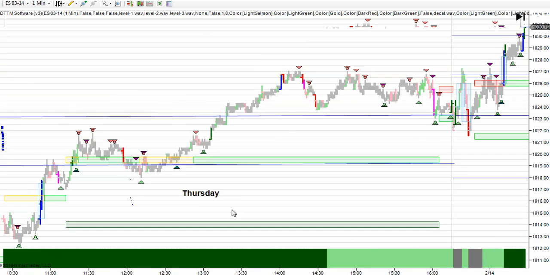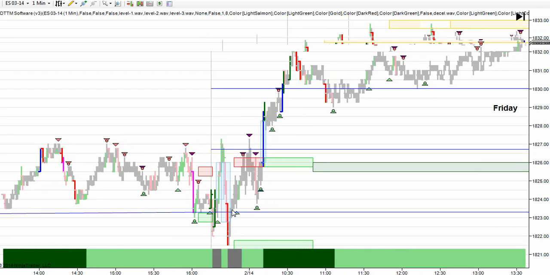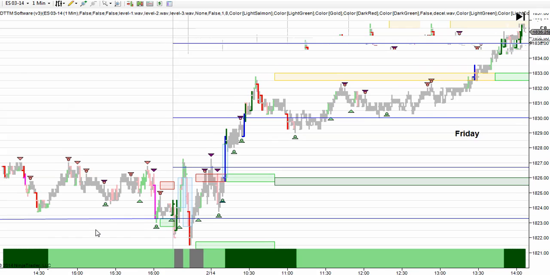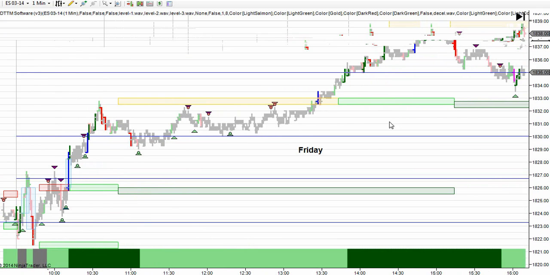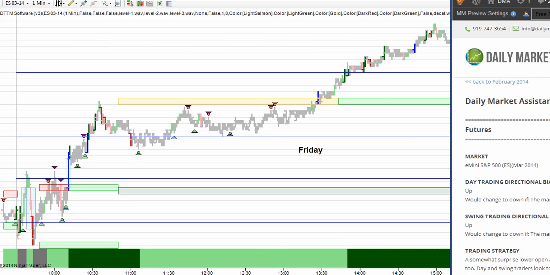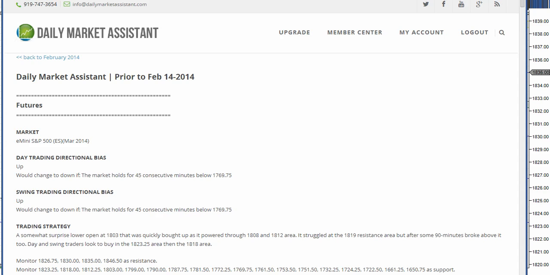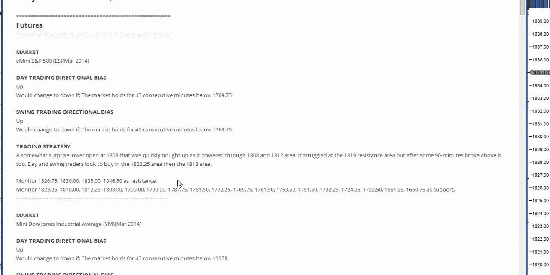Okay, let's move over to Friday, which is today. And so we didn't have any surprise openings today. We did want to look out, and this is on our daily market assistant here, which is something that you can certainly go to as well. Just go to dailymarketassistant.com. You can get a trial, but on our ES page here, we were looking to be a buyer in a 23-25 area, maybe the 18-18 area, and then monitor some of these other levels as well going forward throughout the day. But certainly our bias was up.